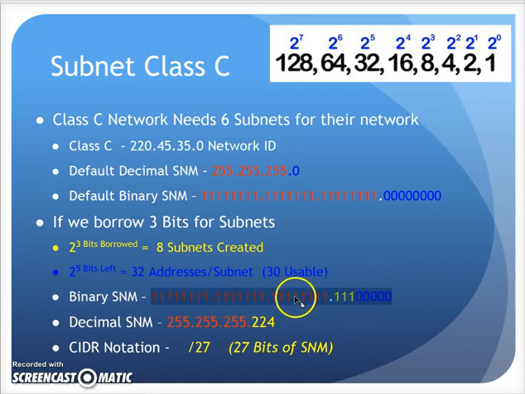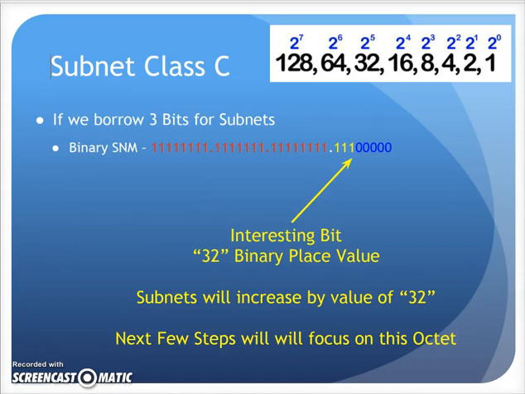So 255.255.255. I take this last octet, convert to decimal, and end up with 224. I also want my bit count: 8, 16, 24, 25, 26, 27. There's my 27 bits, so my bit count is /27, or my CIDR notation is /27. Now we have the pieces in place to actually start making this work.